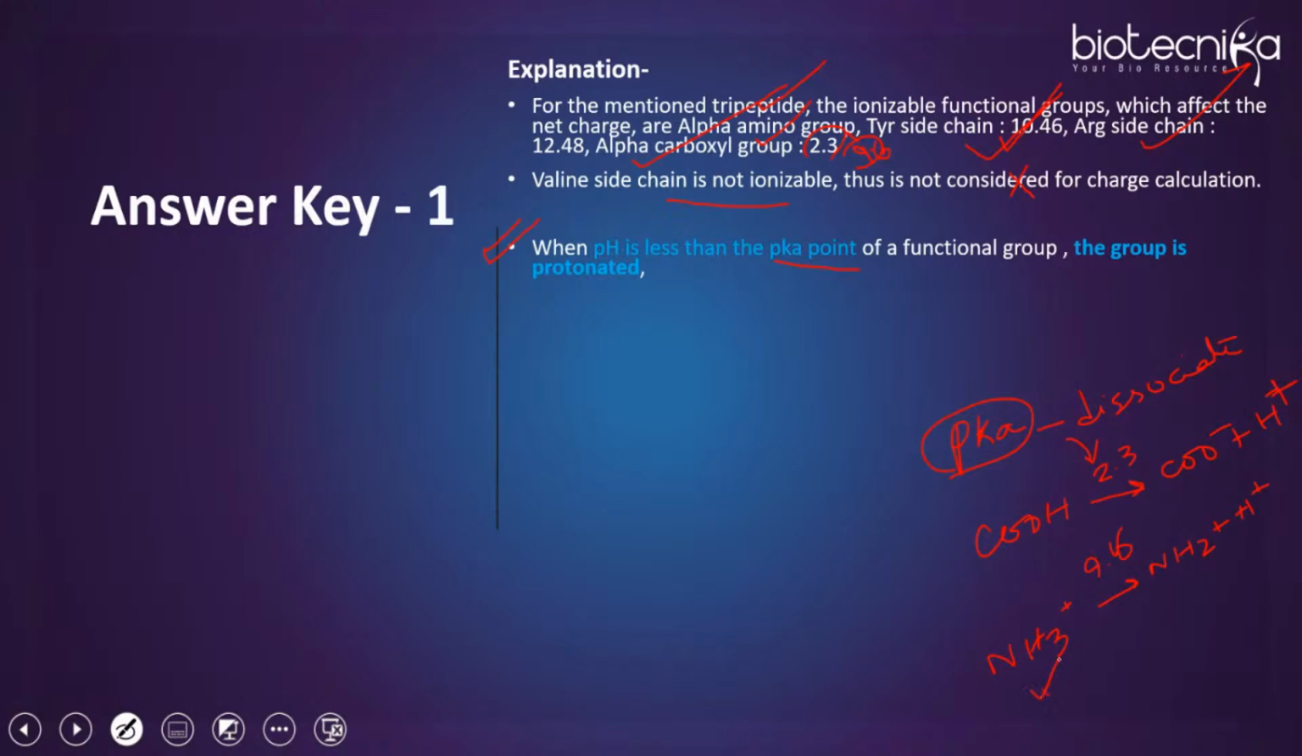Tyrosine, arginine also has a similar amino group, but tyrosine has OH, and it dissociates at the pK value, which they have given as 10.46, right? But you need to know the logic: if the pH is less than the pK point, this is the pK point where it will get dissociated. If the pH is before that, the group is still protonated, it hasn't dissociated. But if the pH is above that, then the group has deprotonated. Got it? If the pH is more than that, right?